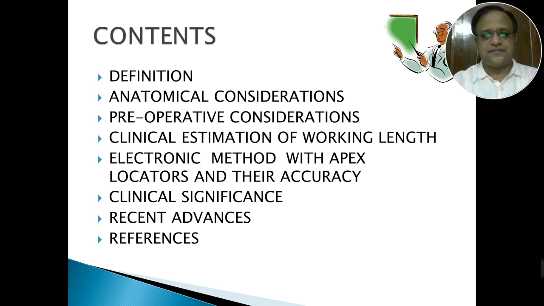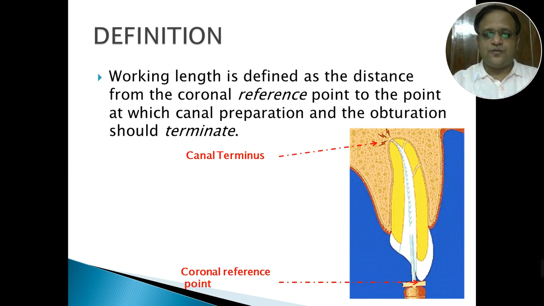So according to definition, working length is defined as the distance from the coronal reference point to the point at which canal preparation and the obturation should terminate. I should repeat this. Working length is defined as the distance from the coronal reference point, usually the incisal edges of the tooth or the cusp of the posterior teeth, to the point at which the canal preparation or the cleaning and shaping and the obturation should terminate, usually the anatomic apex, or it is also called as the canal terminus.